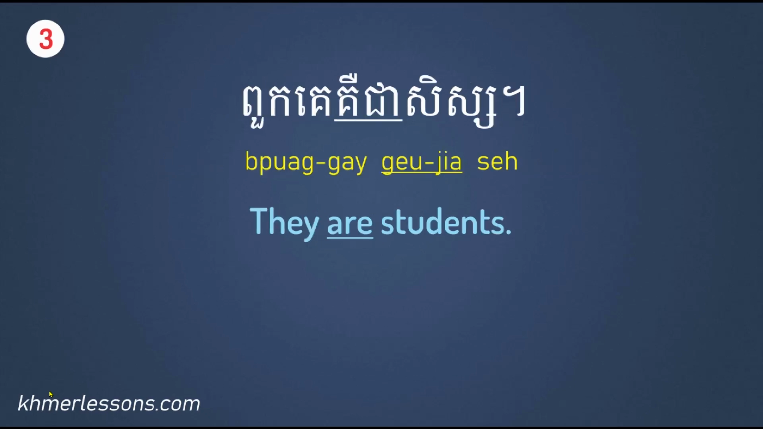Another example, they are students. Puok kê kư chia sơ. Puok kê, you know, is they or them. And sơ is students. Or you say puok kê sơ. See?